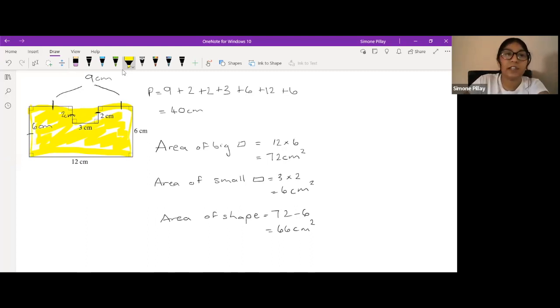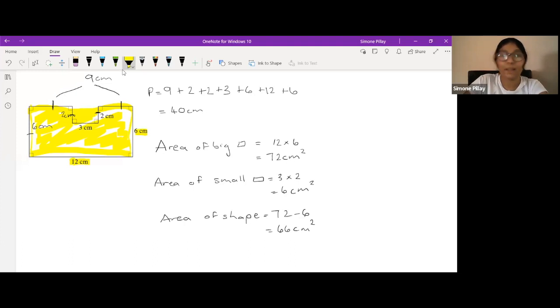So that's what we did first. We calculated the area of this big rectangle. That's basically everything that I've just highlighted. And how did I get that? I went 12 times 6, because remember, area of a rectangle is length times breadth. What was my length over here? 12. And what was my breadth? 6. Are you with me on that so far?